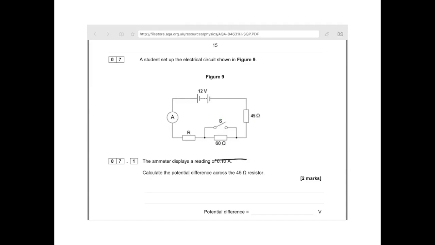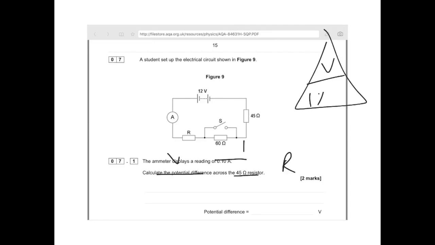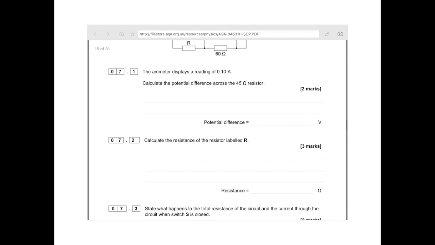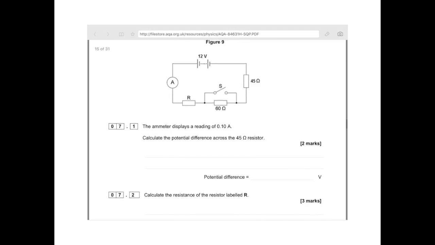Because we've got current and we've got resistance, so we've got R and we've got I, we're looking for potential difference, which is otherwise known as voltage. Which formula triangle involves those variables? It's VIR. So we need the equation V equals I times R, which equals 0.1 amps times 45 ohms, to get an answer which is 4.5 volts. Part 2, calculate the resistance of the resistor labelled R. And now this is more difficult.